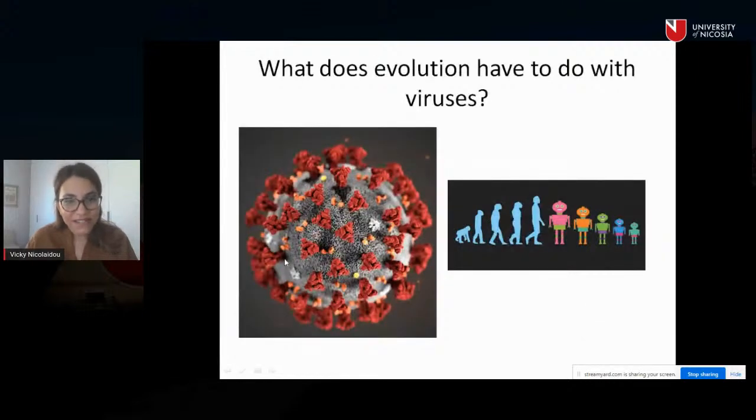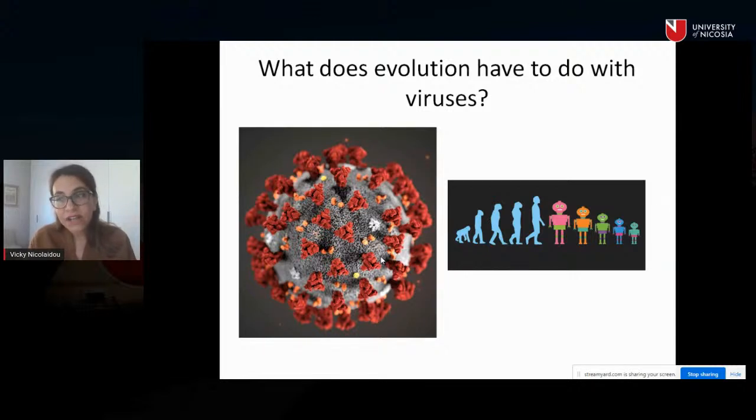So you've probably seen this picture many times on the news. It's a representation of the novel coronavirus SARS-CoV-2, a picture that is very poignant and may have caused some nightmares to some of us. And precisely because of the current events, I wanted to spend a few minutes to talk to you about viruses, and you might be wondering, what could evolution have to do with viruses? Because indeed, evolution is our topic for this session today, and I hope that after the few minutes that I will have talked to you, you will have realized that viruses have a lot to do with evolution.